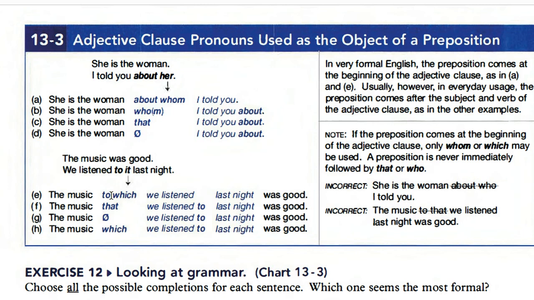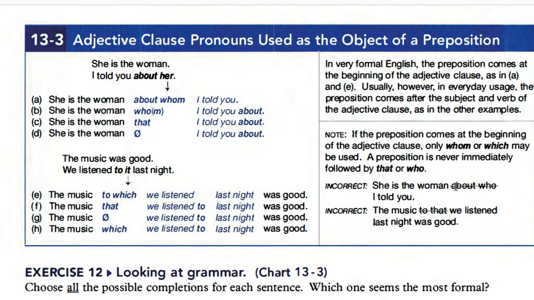So if you look at this sentence, the music which we listened to last night was good. The music to which we listened, the music to. So that's a very accurate sentence. To which. And here, the music that we listened to, it's normal, no problem with it. But lastly, we have to understand: she is the woman about who I told you. It's incorrect. And the music to that we listened last night was good. It's also incorrect. Why here incorrect? She is the woman about who I told you.